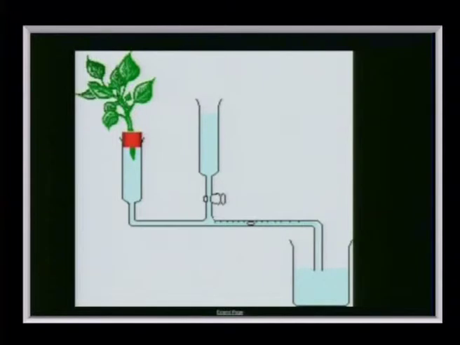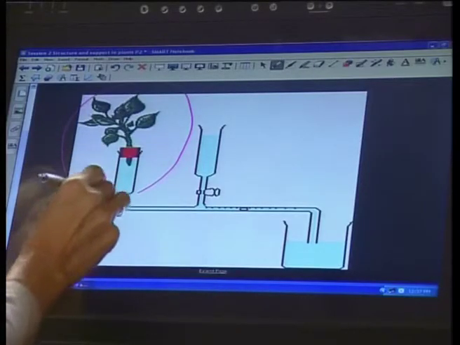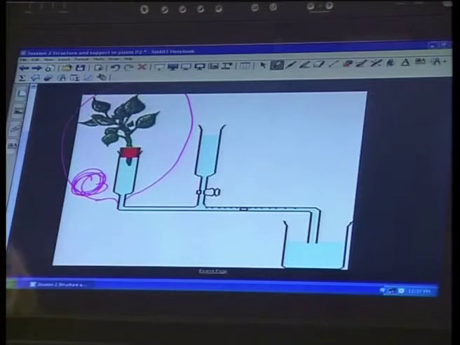Now, if I wanted to look at wind, I would use a fan. If I wanted to do light, I'd use a special light bulb. Okay, move it closer or further. If I wanted to do humidity, I'd put a bag around here, okay, with a big blob of wet cotton wool, to make it moist.